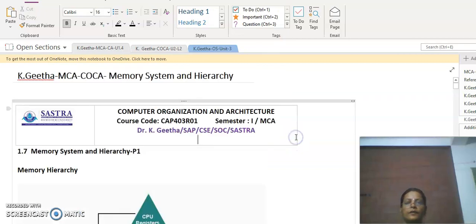Hello everyone. So in this session we are just going to discuss the memory system and hierarchy. How this memory system is organized, what are the different levels of memory, why we offer memory at different levels, what is the hierarchy to be followed, the different classifications of the memory, and salient characteristics of the memory. Like this we will be discussing various concepts related to memory.